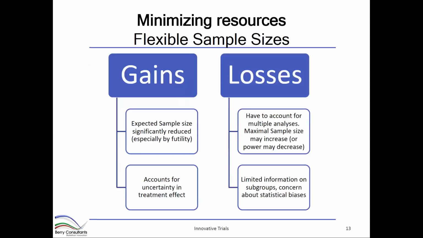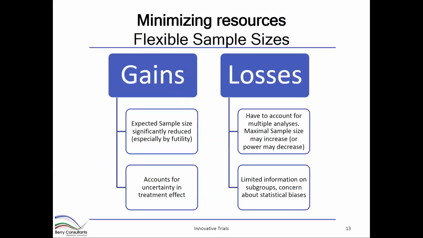The kind of gains that you get from a flexible sample size, it does what's advertised. It reduces the expected sample size of the trial. It makes it smaller. It can make it decently smaller, especially futility stopping, probably the most efficient mechanism of what I've talked about. If the trial doesn't look like it's going to win, you can stop early, and often you could stop, say, 50% of the patients or more. This also accounts for uncertainty in the treatment effect.